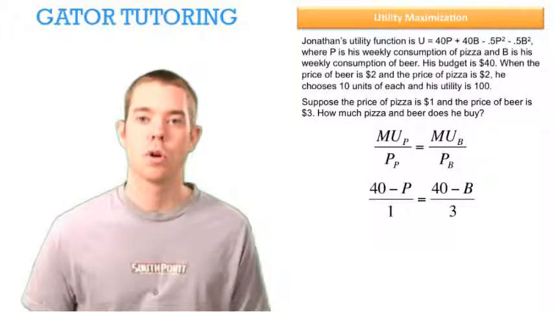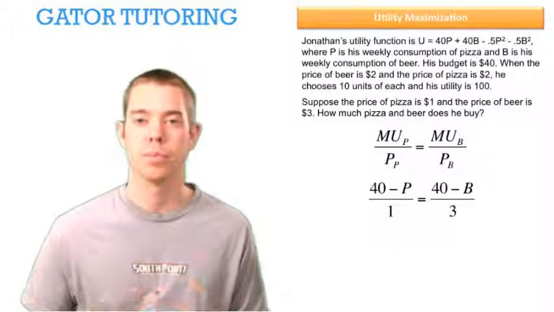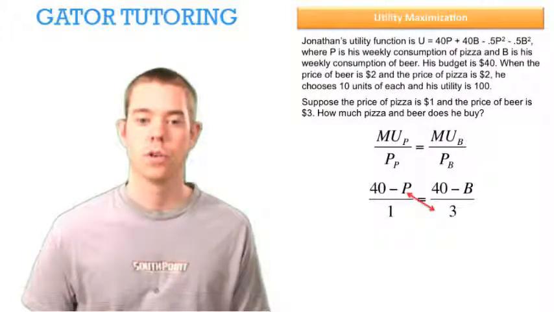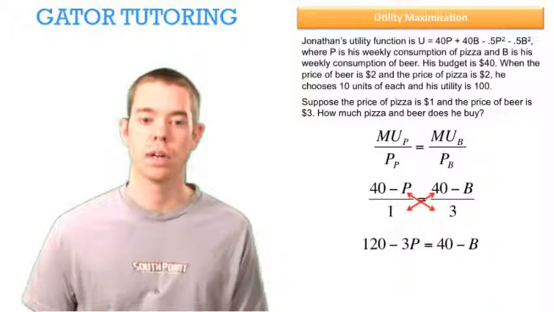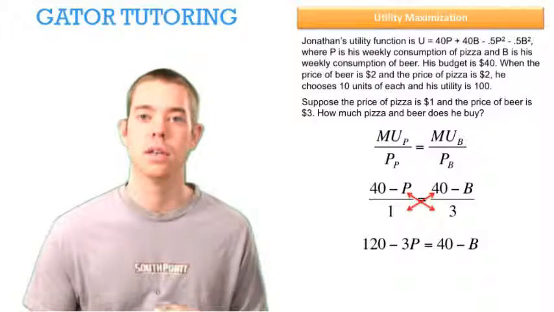We can plug in the marginal utility of pizzas, which is just the derivative of the utility function with respect to P, in this case 40 minus P, and the price of pizzas is $1. The marginal utility of beers is 40 minus B, and the price of beers is $3. So when we cross multiply, the 40 minus P will be multiplied by the 3, the 40 minus B will be multiplied by the 1, and we'll get 120 minus 3P is equal to 40 minus B.